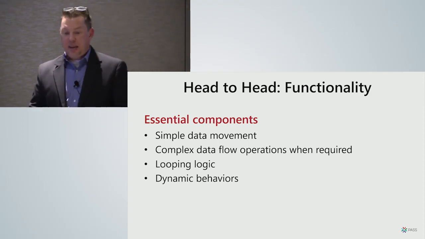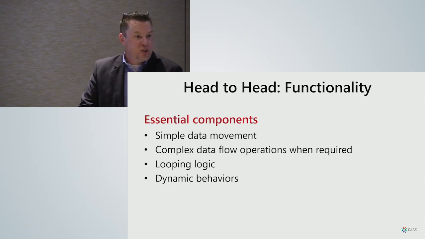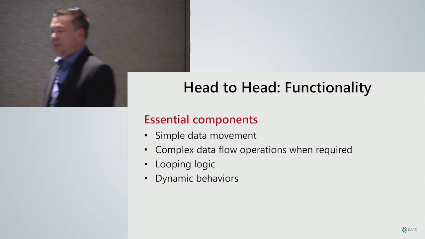And I want to see dynamic behavior. Those of you who have sat through my classes before know that I hate hard-coding things like connection strings, file paths, and file names, because you're guaranteeing yourself a code change whenever those things change. I want to have some sort of dynamic behavior, whether it's an expression or a parameter or some other attribute that will let me easily pass in that value at runtime.